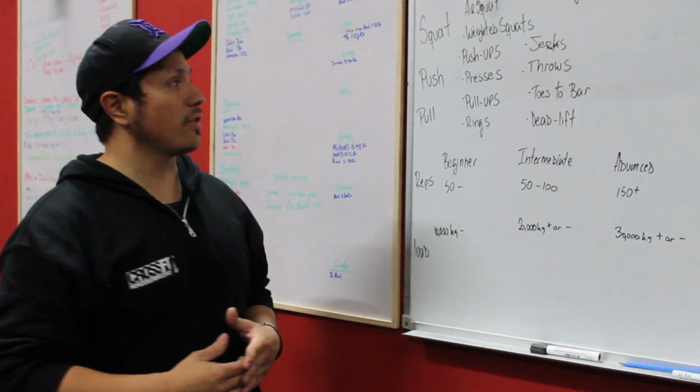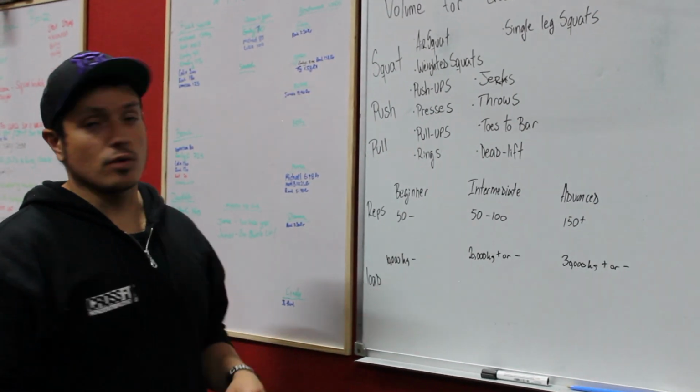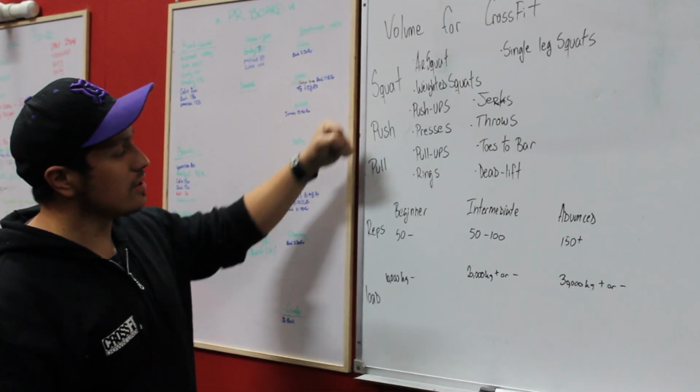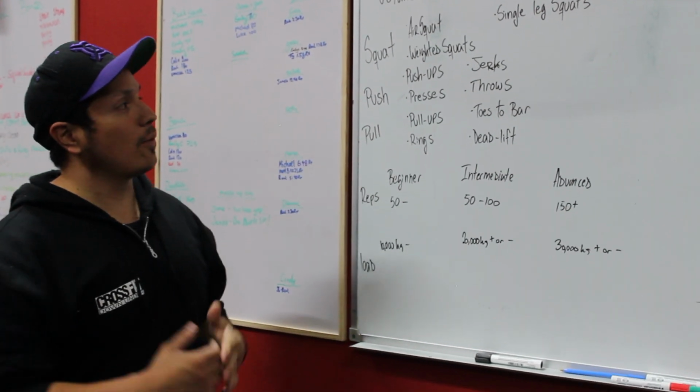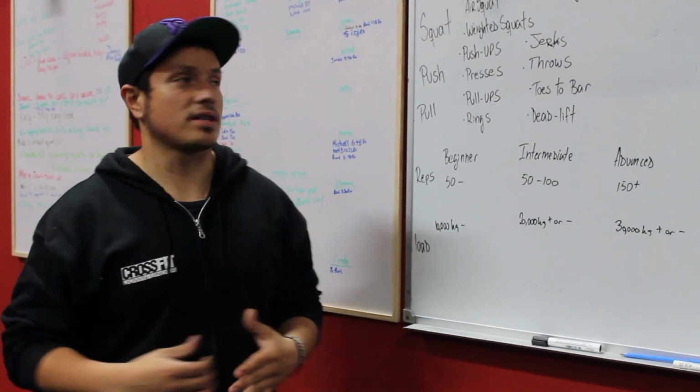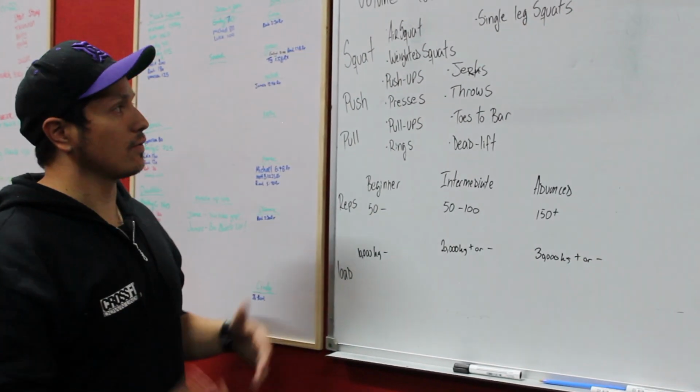The first thing I want you to think about is movement selection. We've broken down our movement selection into three different categories. We have our squats, we have our pushes, and we have our pulls. In each one of these groups, what movement selection are you choosing? Let's look at our squats, for example.